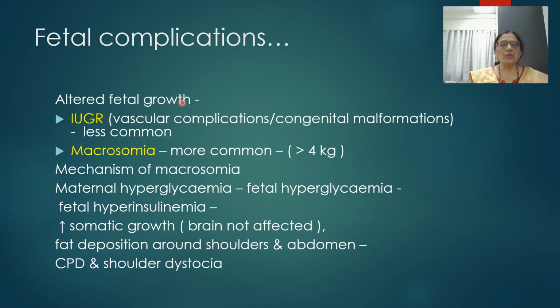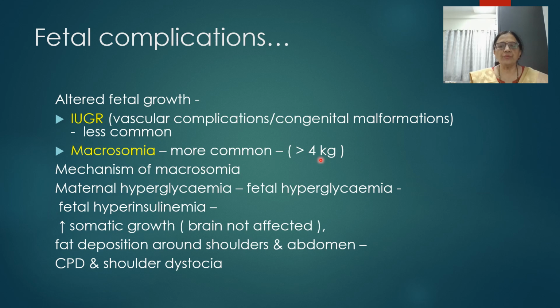There is altered fetal growth with diabetes. Intrauterine growth restriction can be there whenever diabetes is with vascular complications, or whenever there is a congenital malformation along with the diabetes. IUGR is less common. What is more common is macrosomia.